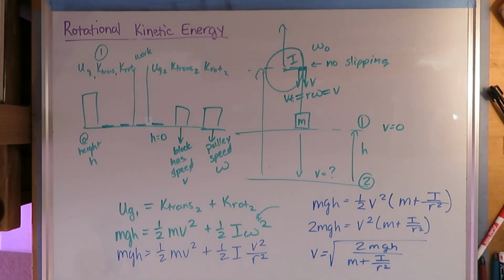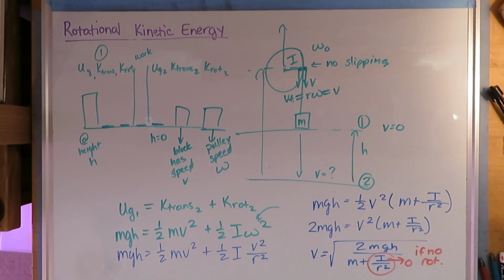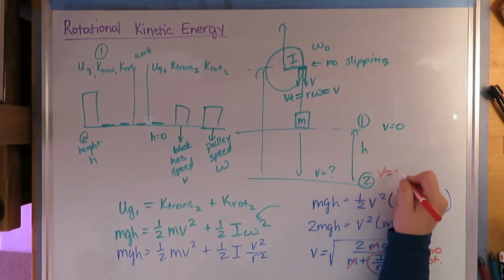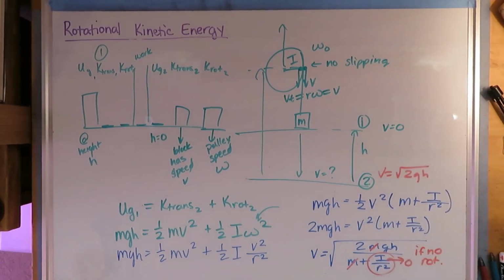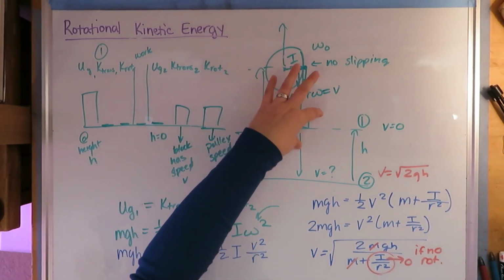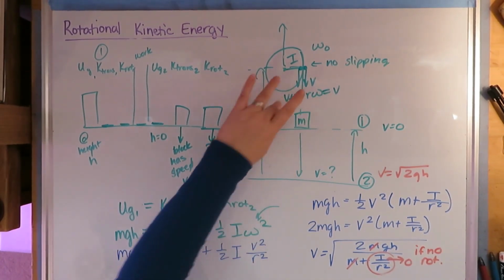Here's what's really cool about this. If I have no rotation, then this term is essentially 0 because I'd have no rotational inertia, so I'd have no rotational kinetic energy. And then my speed at the bottom would just be the square root of 2gh, which is what you would get if you just dropped the block. So if this has no rotational inertia, then the block is essentially in free fall and is going to reach the same speed at the bottom as if I had cut the string and let it drop.